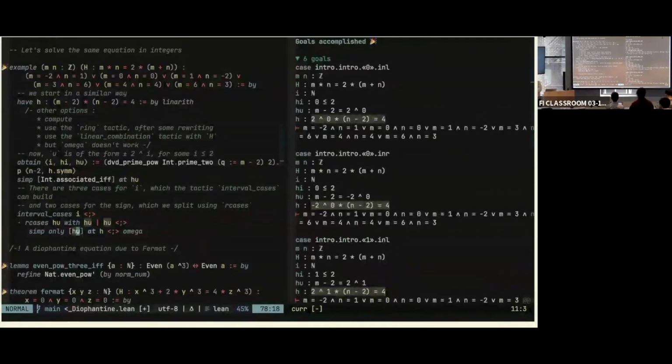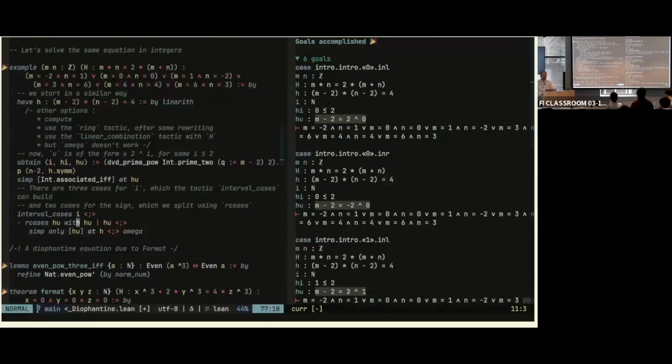Earlier we used the match statement for this, right? Here we're using rcases. So here it looks like it's automatically detecting, so I guess, how does it know that the sign is the thing that it's casing on? No, the rcases splits.